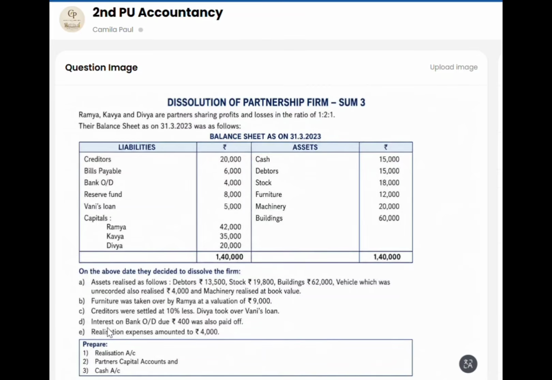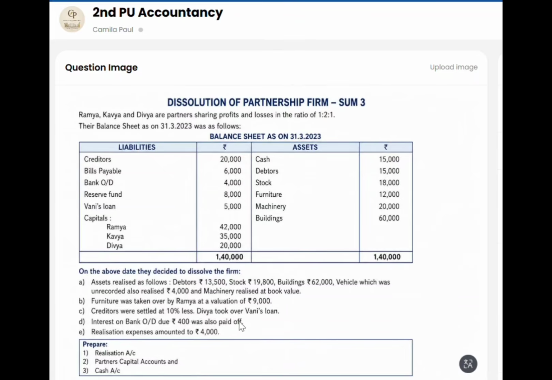Next we have an interest on bank overdraft which is due, rupees 400, which was also to be paid off. This is an additional expense that is paid off along with other liabilities. So this is an amount of liability that is paid off, and it will also appear on the debit side of the realization account under the cash account along with other liabilities.